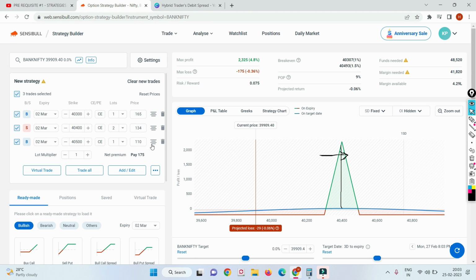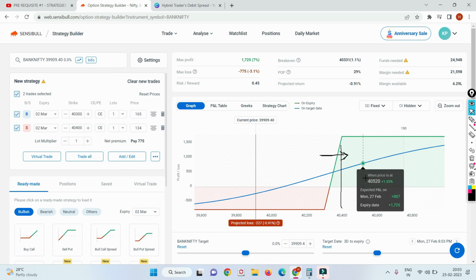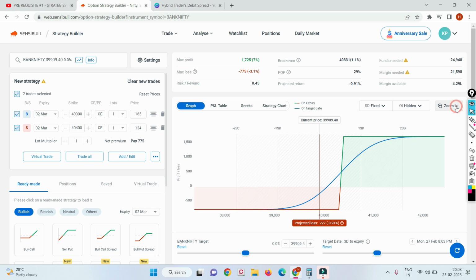Now let me delete this. Let me get you back to our traditional conservative traders' debit spread. Let me zoom this out. So this is my debit spread. Let's say I have deployed this on Thursday. The market stands here. So guys, what did I say? I need to have two supports. I'm least bothered about the resistance now because this is a sort of call debit spread.